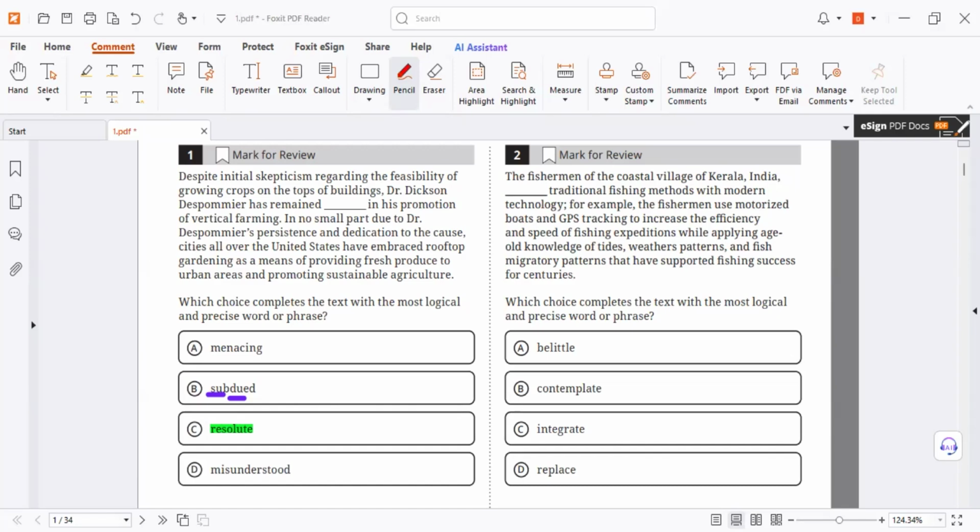The second one is letter B. Letter B, it can, but remember, contemplate means to think over something. So that means the same. Letter D? Letter D, no.